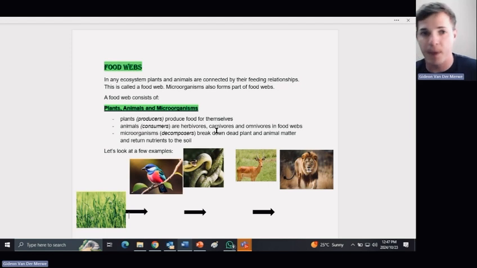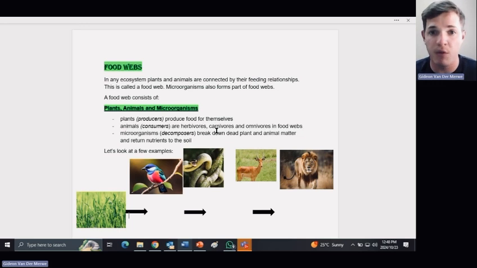In a food web, your plants act as your producers, your animals act as your consumers, and your microorganisms act as your decomposers. So as you see, the plants produce food for themselves.